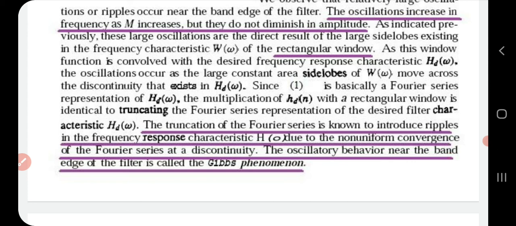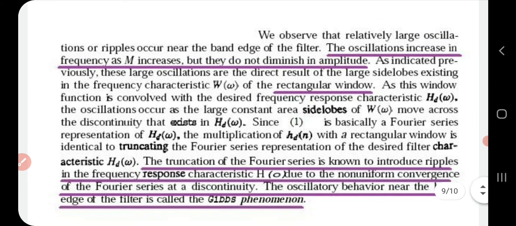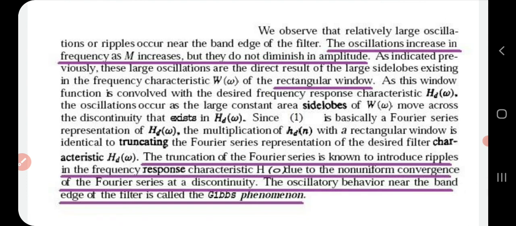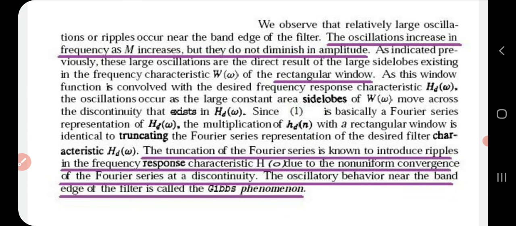Briefly, if you are asked what the Gibbs phenomenon is, you can say that because of the presence of large side lobes in the rectangular window, and also because of the truncation process, some oscillations develop near the band edge of the filter. These oscillations increase in frequency as the length of the filter increases, however their amplitude remains the same and does not diminish. They produce non-uniform convergence of the Fourier series at a discontinuity. The oscillatory behavior near the band edge of the filter is thus called the Gibbs phenomenon. This is what you have to write if you are asked to explain the Gibbs phenomenon.